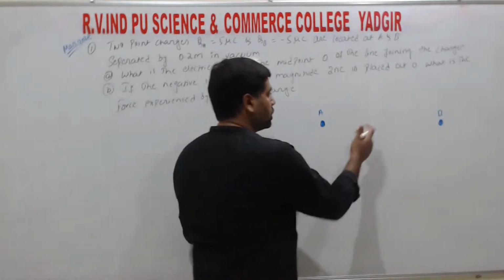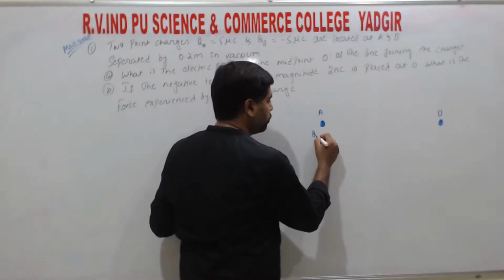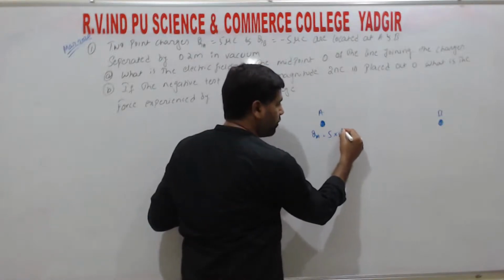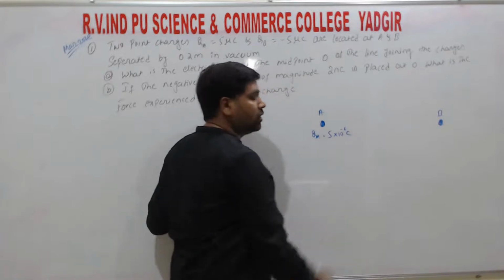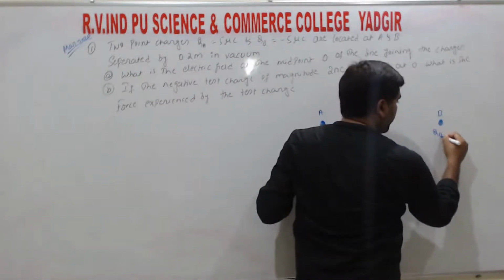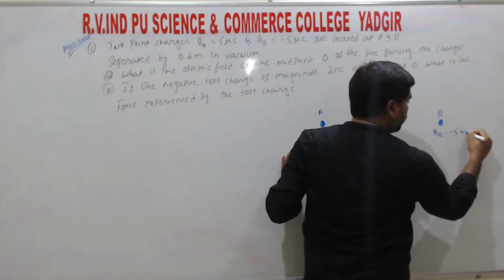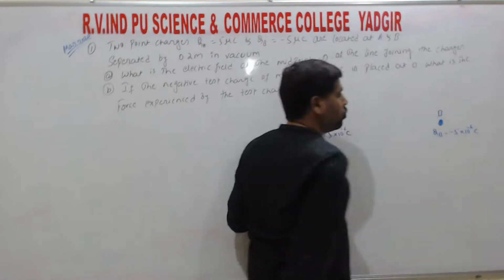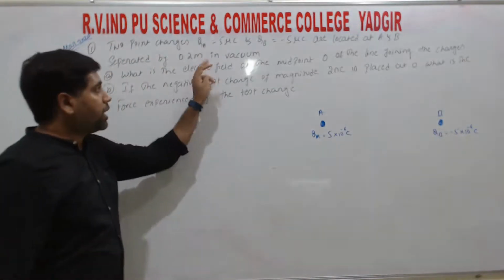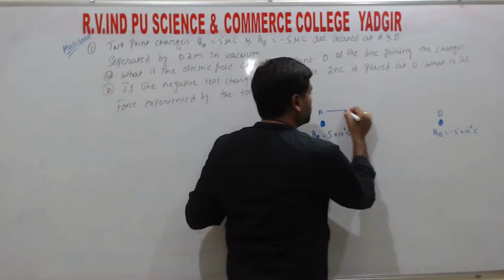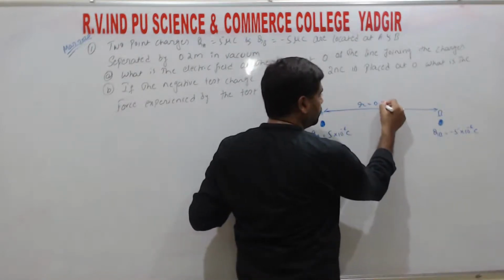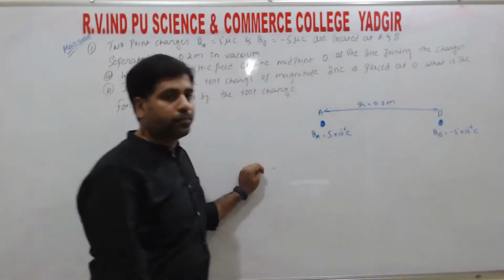So here we have two charges A and B. The given QA equals 5 microcoulomb, that is 5 into 10 to the power of minus 6 coulomb, and at B we have QB, that is minus 5 into 10 to the power of minus 6 coulomb, right? Next, these two are separated by a distance of 0.2 meter. That means r equals 0.2 meter, right?